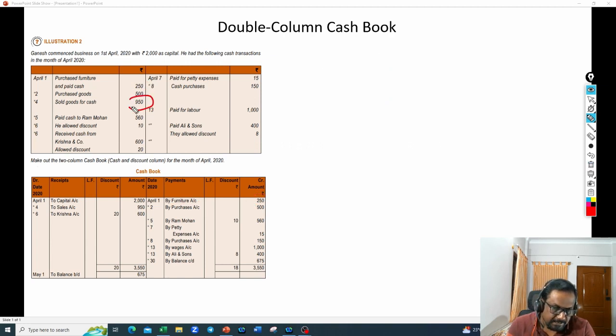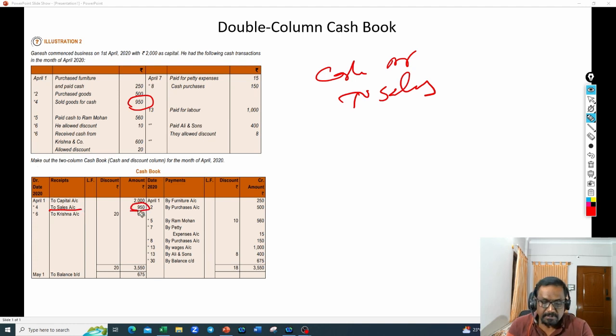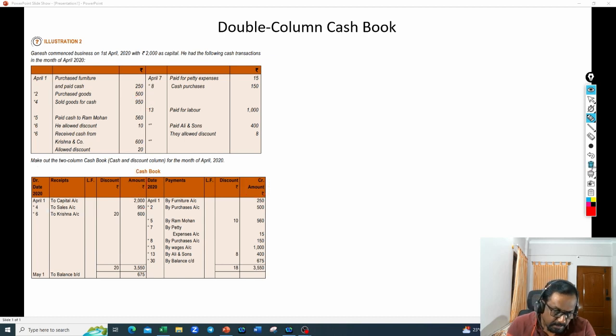Sold goods for cash 950. When we sell the goods, what comes in? Cash. Cash account debit to sales account. See, to sales account 950. Sale, cash account is debited, hence this is the cash column, right? So in the cash column I debited 950. Clear?